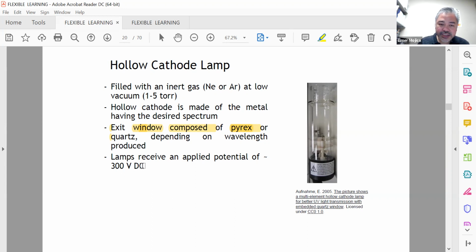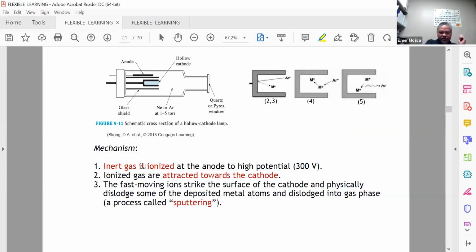So if we look at the mechanism of how the hollow cathode lamp works, what happens there? The inert gas is ionized at the anode to high potential, which is 300 volts. Now, these ionized gas ions are attracted toward the cathode. The fast-moving ions strike the surface of the cathode and physically dislodge some of the deposited metal atoms into the gas phase, in a process called sputtering. I think this illustration is best shown here.